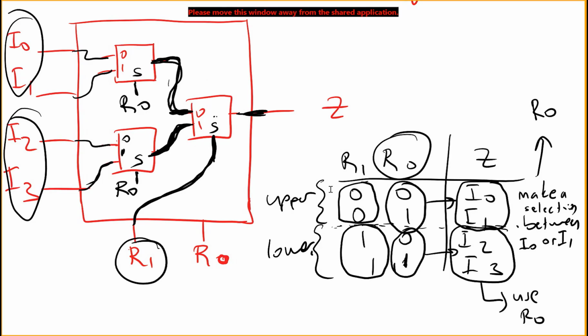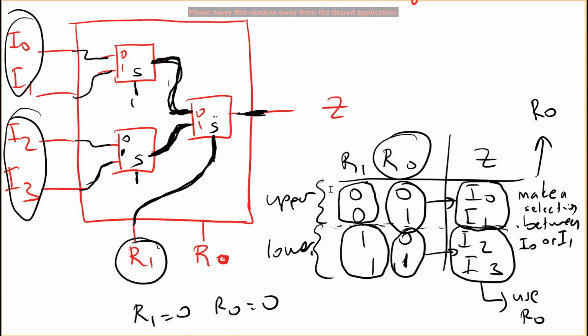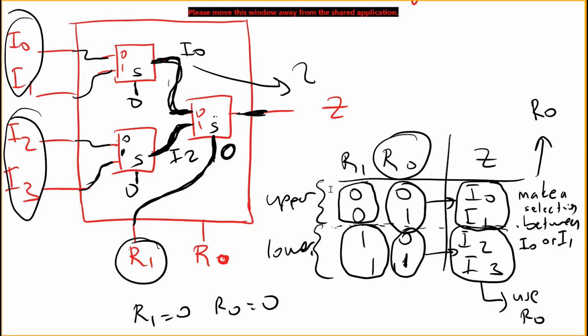We can see if it is working correctly. Let's say R1 is 0, R0 is 0. So if this is 0 and this is 0, I have I0 here and I have I2 here. Now R1 is 0, so I have a 0 here. So Z will be equal to I0. If you try other cases, you will see these connections are working fine.